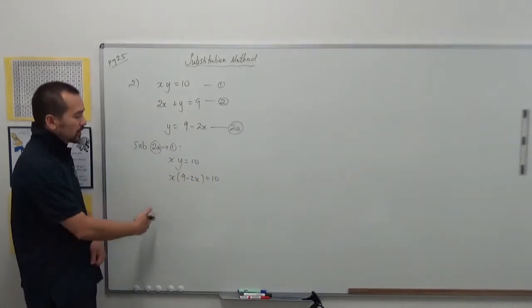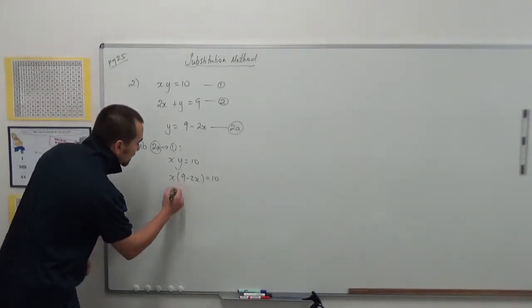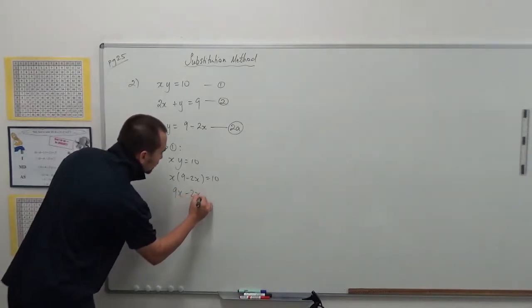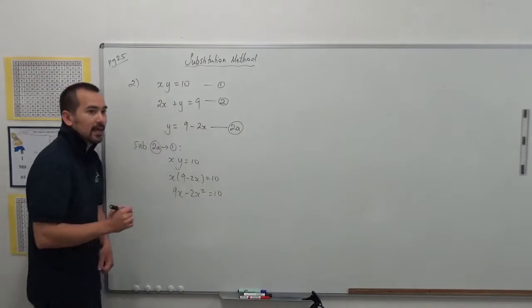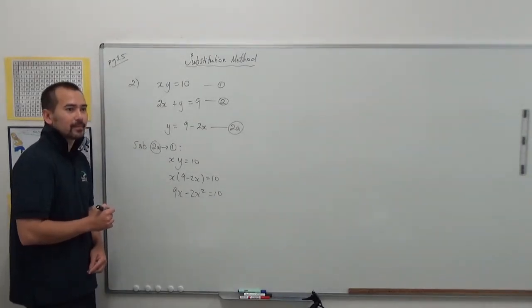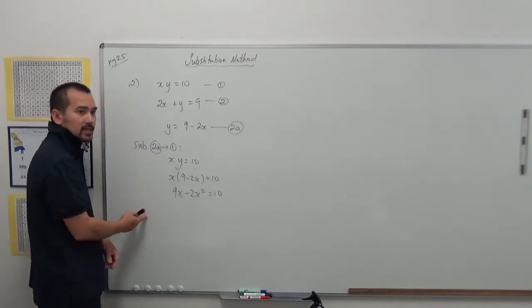Okay. What do I do from here onwards? Expand bracket. So x times 9 is 9x. X times negative 2x is negative 2x squared is equal to 10. We have a quadratic function. What do I do? Bring the 10 over to this side.